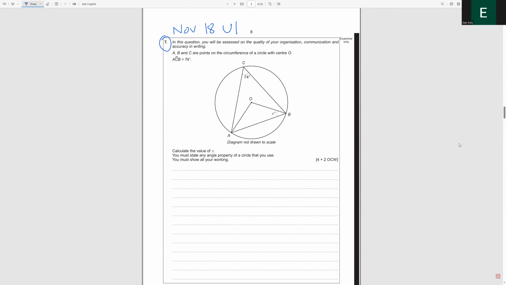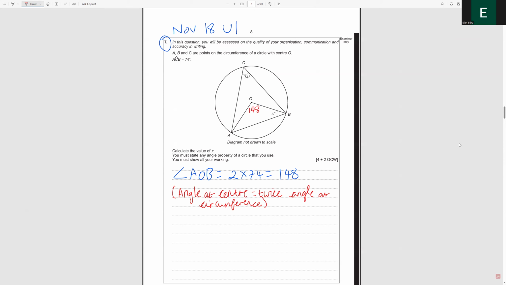So what I could do first is work out the angle at the centre, and Ethan's already said that. That's 148. Well done. So I can say the angle AOB equals double the 74. And I have to give a reason. I can put it in brackets, and that is angle at centre is twice angle at circumference. Okay, so I can put that on. That's 148.